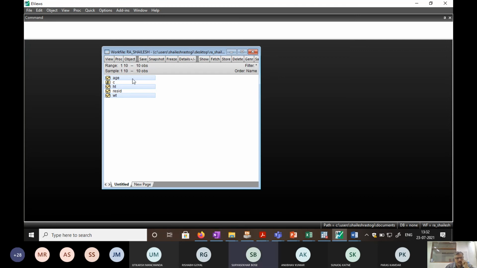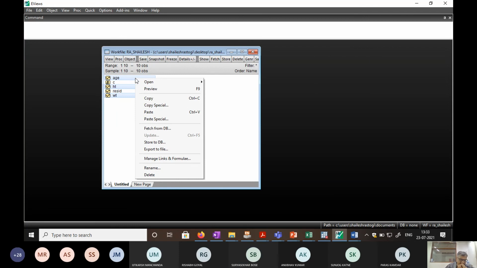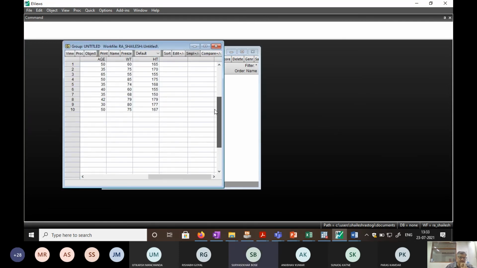Okay, no problem. Suppose I want to see what has entered, select all three variables, right click at one of them, open as group. And that's there for you.